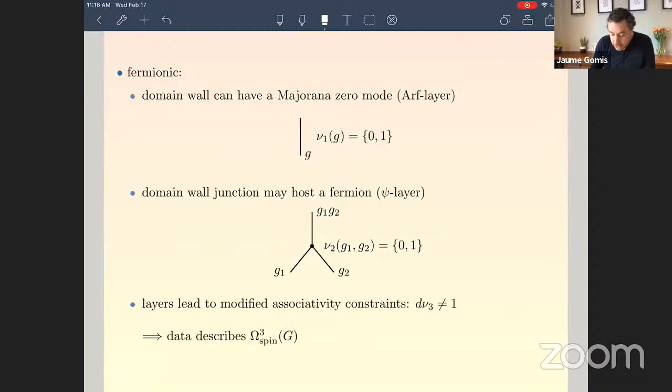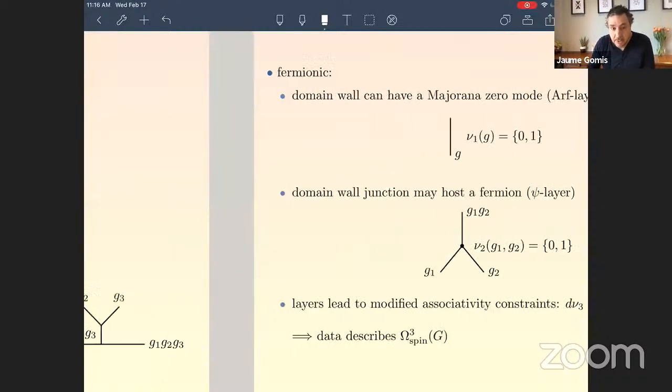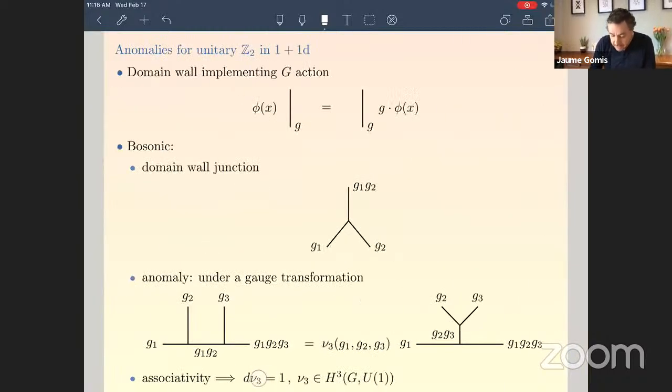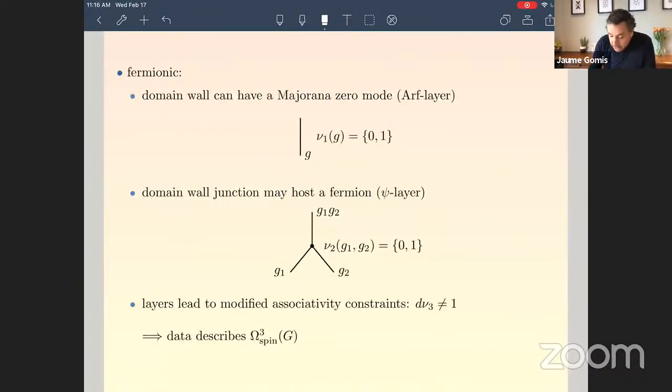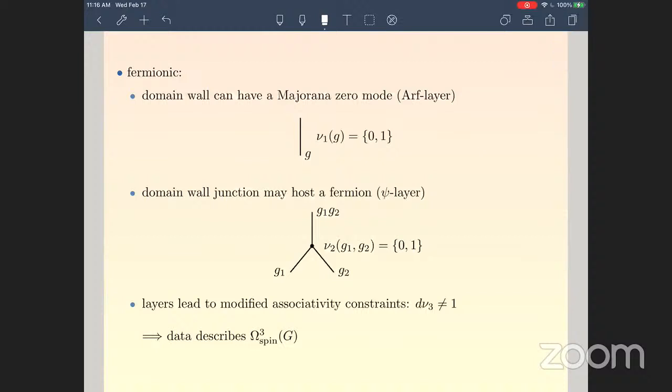And so here we said that for a bosonic system, nu3 had to be closed. Now, because of these signs, nu3 is not closed, and it's corrected by terms that come from the lower-dimensional layers. And this is precisely the data that describes this cobordism group.